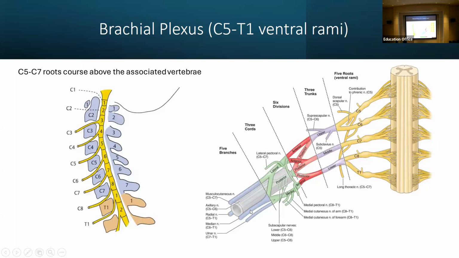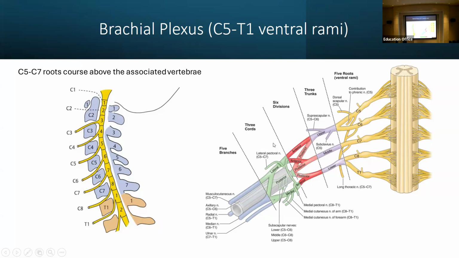These three trunks divide further into anterior and posterior divisions. All three posterior divisions join together to form the posterior cord, which is located posterior to the axillary artery. The two anterior branches from the upper and middle trunks join together to form the lateral cord, which is located lateral to the axillary artery. And the lower trunk will become the medial cord. And then the three cords will generate five terminal peripheral nerves.